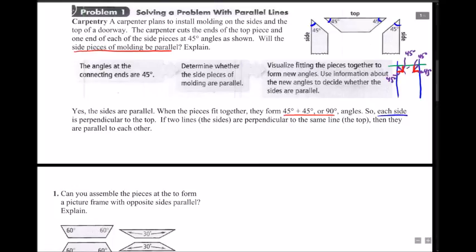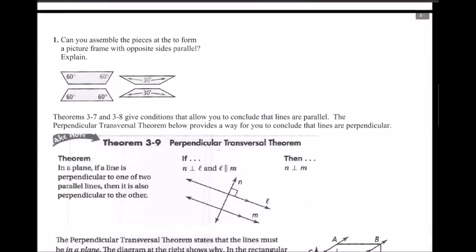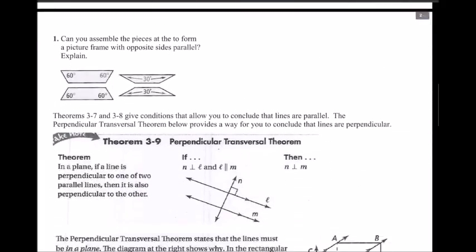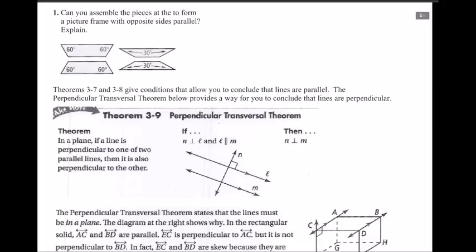So each side is perpendicular to the top. If two lines are perpendicular to the same line, then they are parallel. Do you see two lines perpendicular to the same line? We can mark them parallel. So yes, if he uses 45-degree angles, it's all going to be good. All right, you try it. Pause the video and see if you can do the next problem.